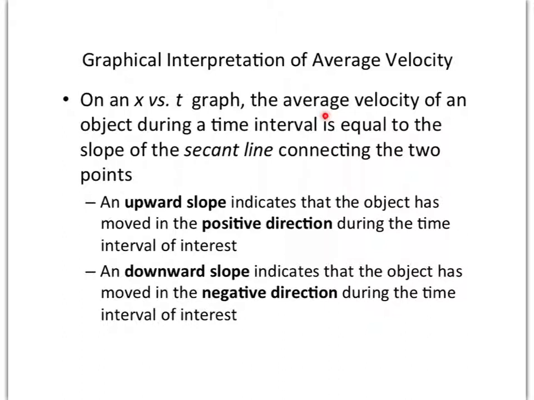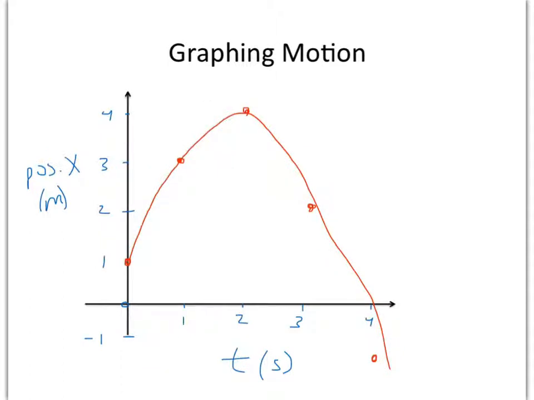Well, let's go back. A secant line is a line that connects two points of a graph directly. So if we start, let's go with green, if we start here and end right here, and draw a straight line down just like that, that would be the average velocity. The average velocity is actually negative.